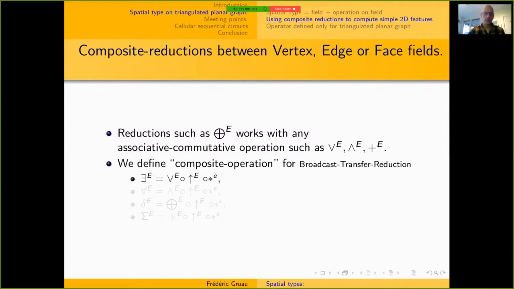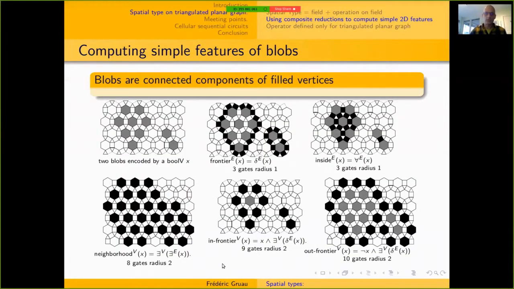For OR, we call it exist. For AND, we call it for all. For XOR, we call it delta. For sum, we call it sigma. Using a single such composite operation is sufficient to compute interesting features of blobs.